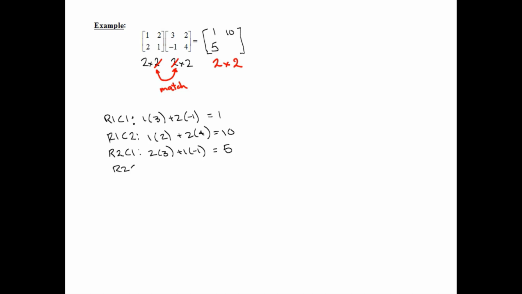And then row 2, column 2. Row 2, column 2: 2 times 2 plus 1 times 4, which is 8. And so there's my result.